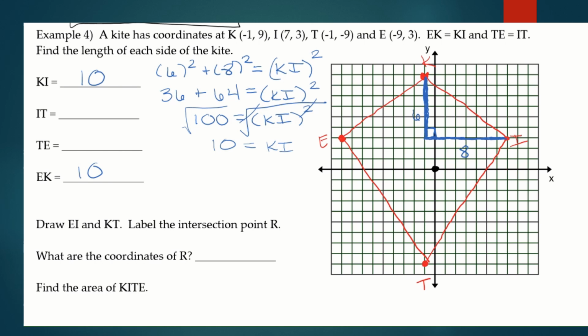Once again, these are going to be the same value, so as long as we find one of them, we'll be in good shape. So I'm actually going to find IT, and the reason for that is I'm going to be using that intersection point, this point right here, to help me create another right triangle. From that point, I'm going to extend a line vertically down to point T.